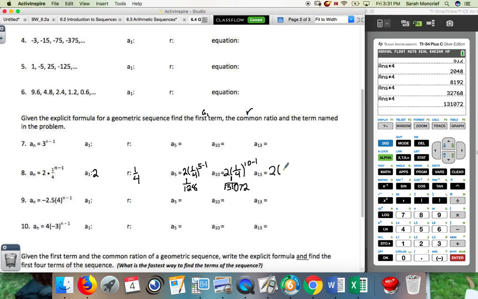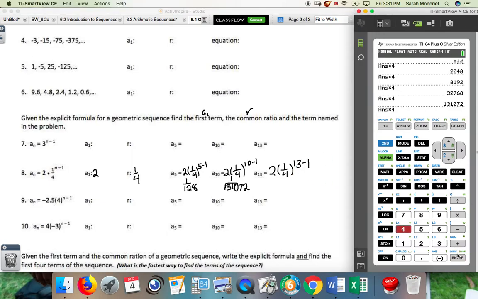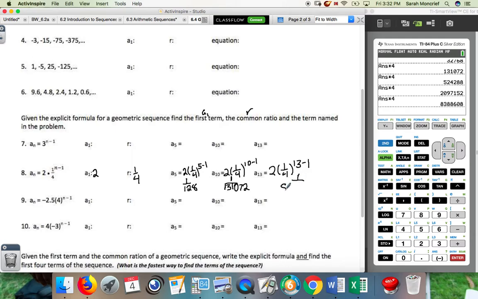We'll have 2 times 1/4 to the 13 minus 1. And again, since this was the 10th term, let's just multiply by 4 until we get to the 13th. So times 4, 11, times 4, 12, and times 4, 13. So it's 1/8,388,608.